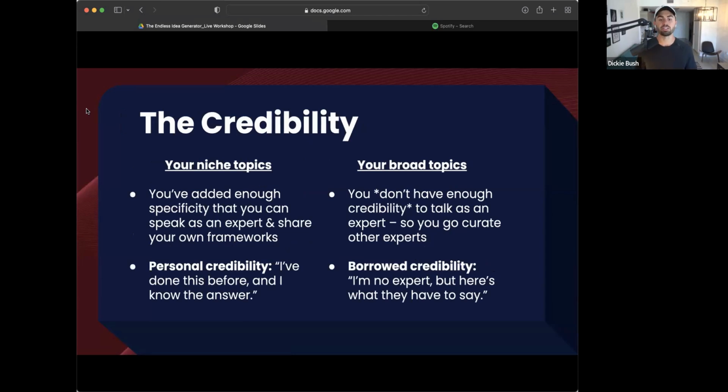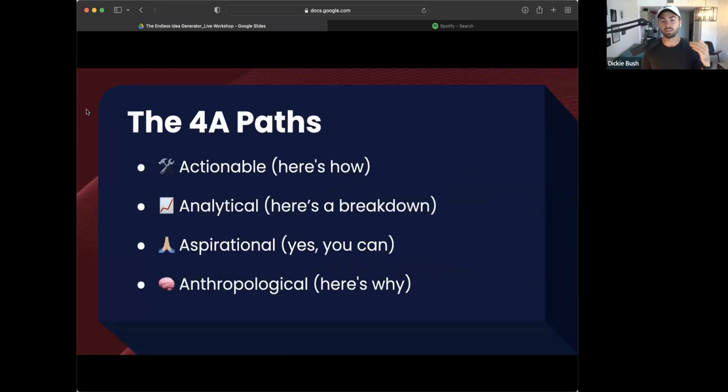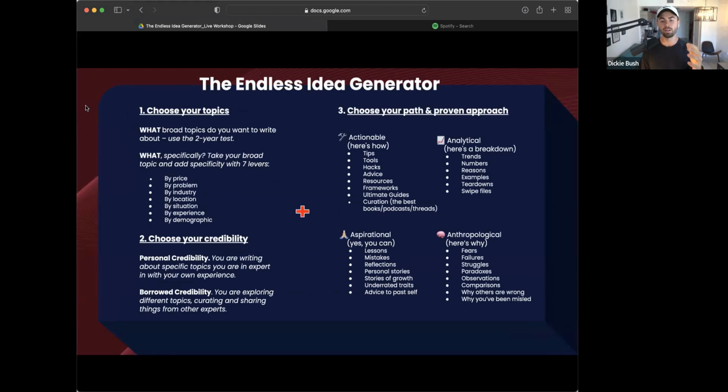Then you have your credibility, which is, I have my niche topic that's exactly who I was 2 years ago. Then I have my broad topic, and I'm going to borrow credibility from that side. You can do both. You can go learn from the experts and share, and you can also share your exact experience with personal credibility, or you can use borrowed credibility. Then from there, lastly, we explored the 4A framework, which is hopefully opening up your brain of all the different things you could go write about, the different ways you could write them, the different proven approaches on each of those. And with that gets us to the endless idea generator in 1 slide.